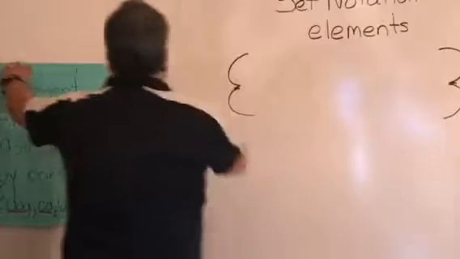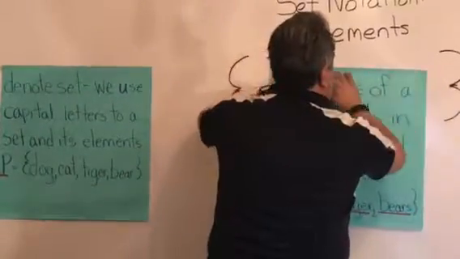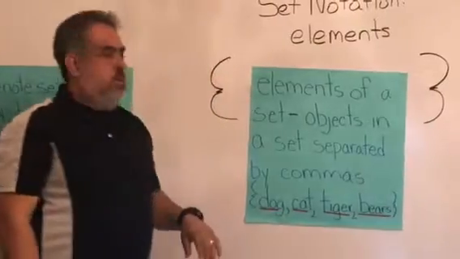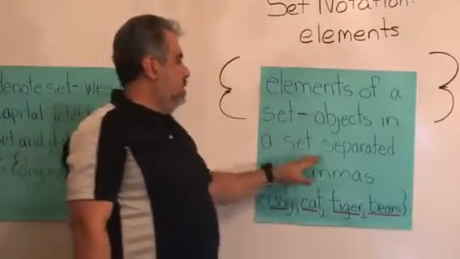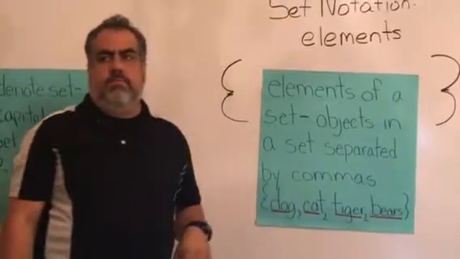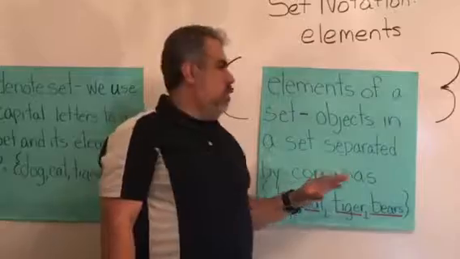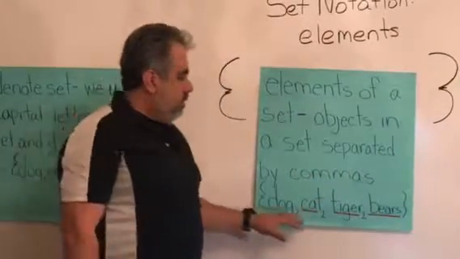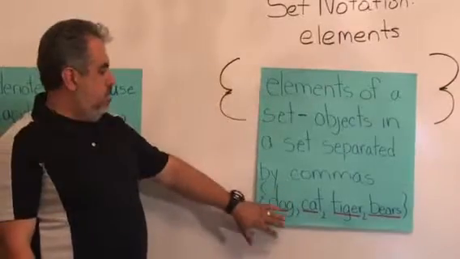Okay, the next thing I want you to put in your journal, because this is all important information you can look back at, is an element of a set. Objects in the set are separated by commas. So however many items you think are going to go in that set, they're going to be separated by commas. For example, the one we talked about with the 4-legged animals.